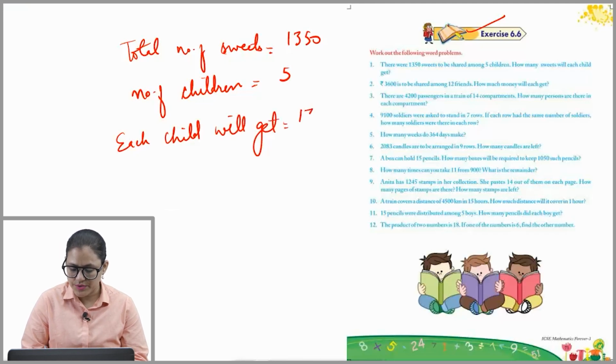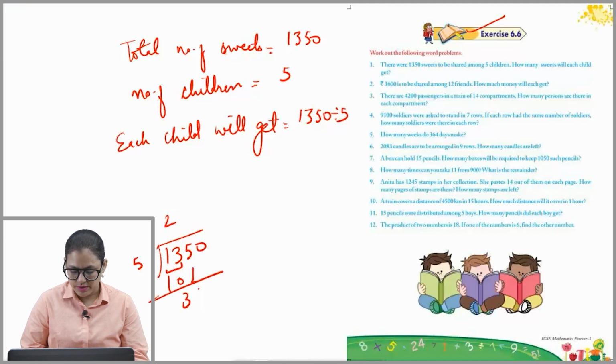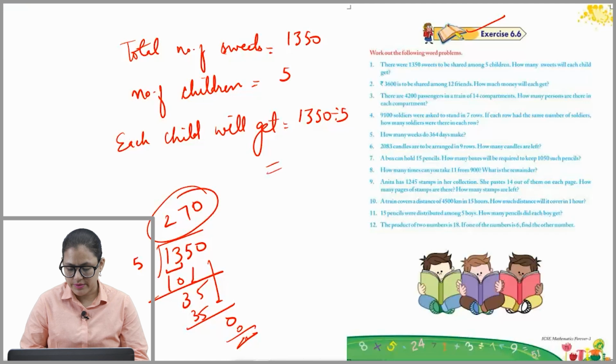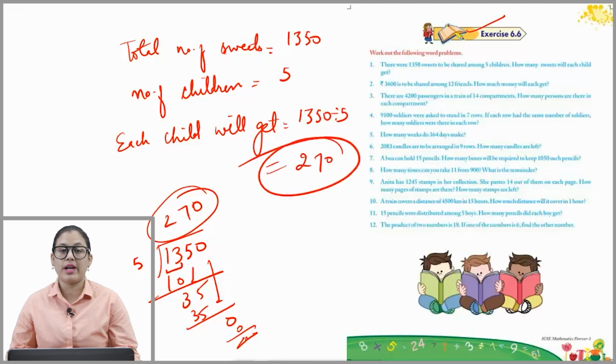So each child will get how many sweets? We will divide 1,350 by 5. So let's divide it. 1,350 divided by 5. We'll take these two numbers. 5 twos are 10, 3, then bring down 5. 5 sevens are 35, then 0, 5 zeros are 0. Okay. So 270, means each child will get 270 sweets.